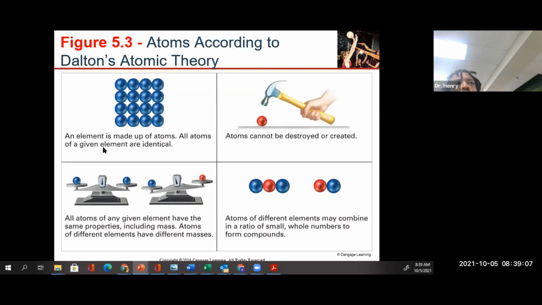Okay, so his first one was elements are made up of atoms. All atoms of a given element are identical. So he basically said that they look exactly alike. Okay, and then he said that atoms are indivisible, which is the same thing as saying that an atom cannot be destroyed or created.